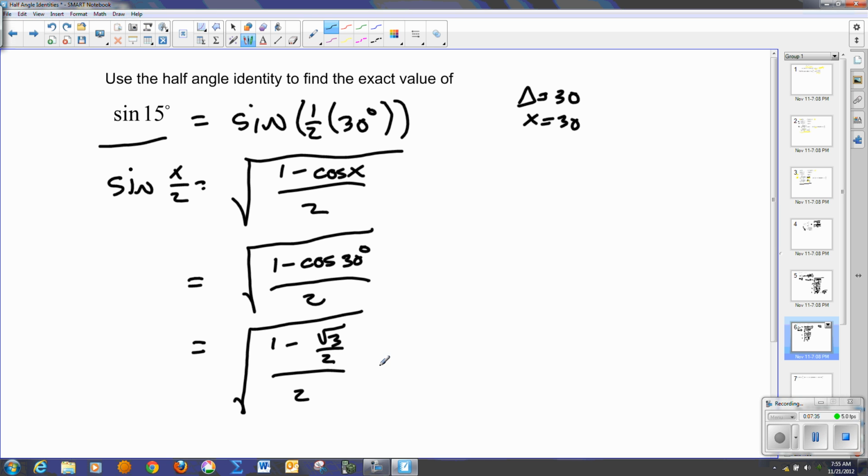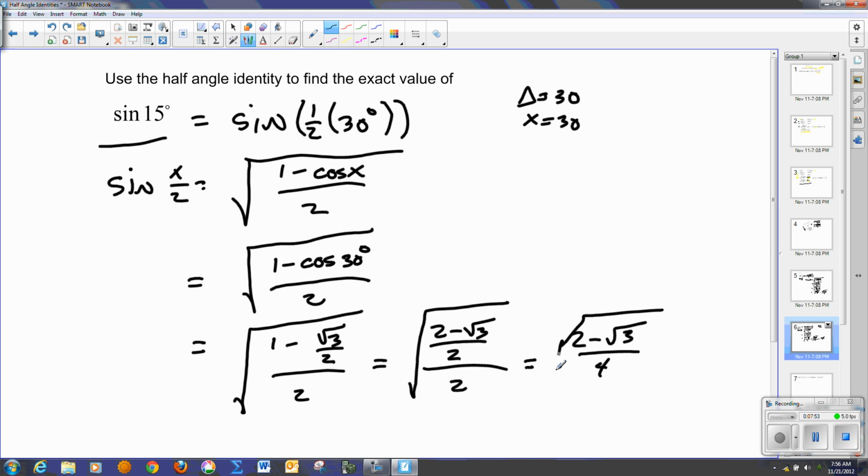Again, I'm going to get a common denominator. So this is 2 minus root 3 over 2 all over 2, which reduces to 2 minus root 3 over 4 in a radical. It's a little messy, sorry. And we get 2 minus root 3 all within a radical over 2. Since we're in the first quadrant once again, we have a positive.